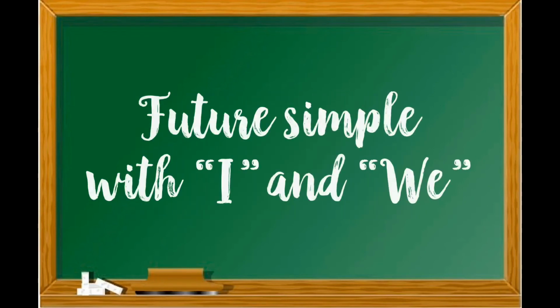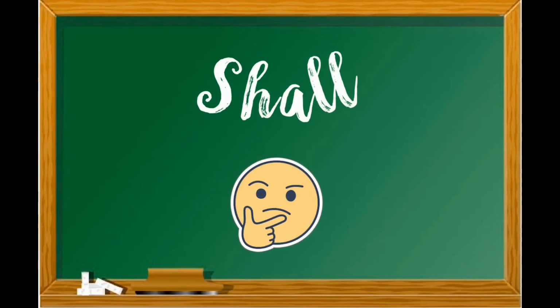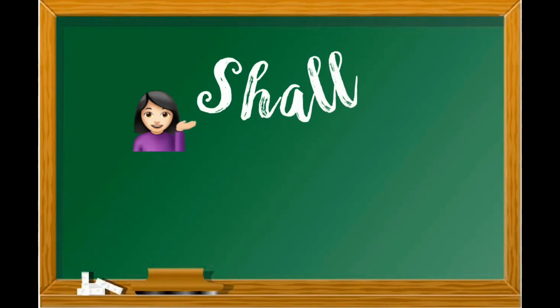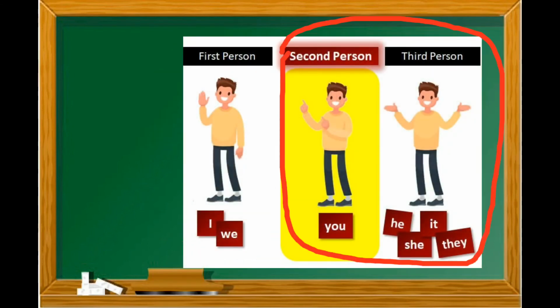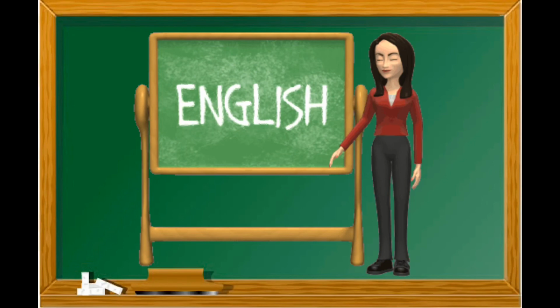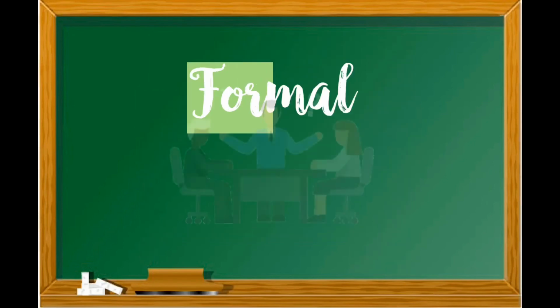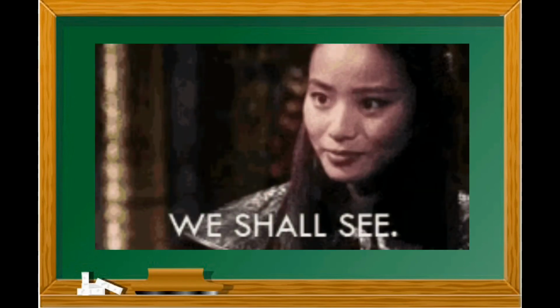Shall is used in the formulation of the future simple tense with the pronouns I and we. Although shall is less often used than will, the traditional rules say that you use shall with the first person, I and we, and will with you, she, he, it, and they. But in modern English, people use will with the pronouns I and we. If you use shall with I and we, you sound rather formal. In modern day, usage of will is more common than shall.